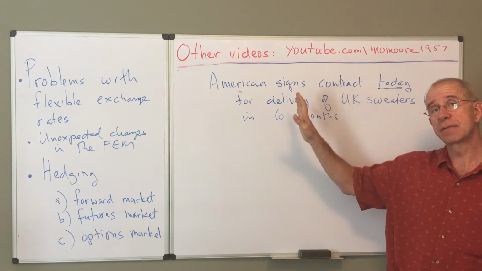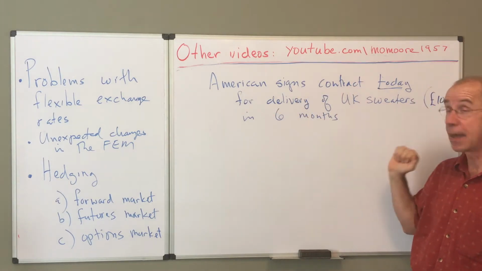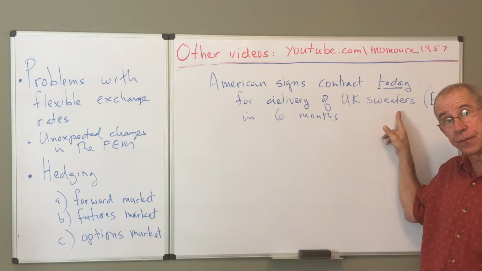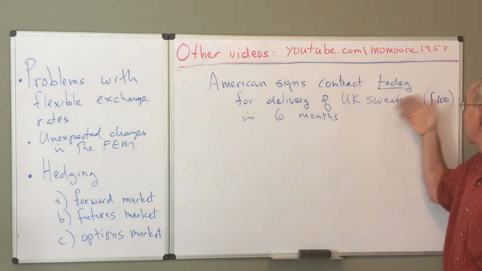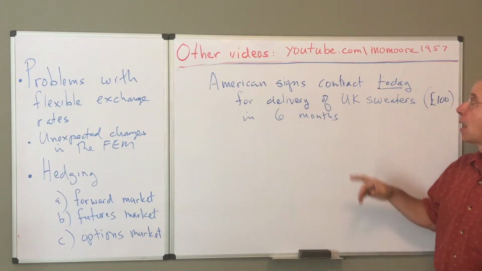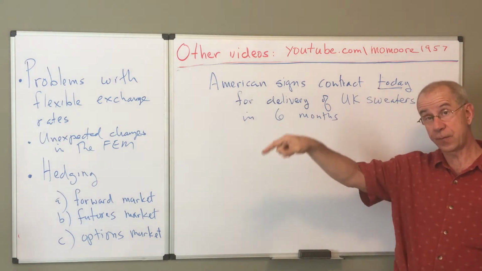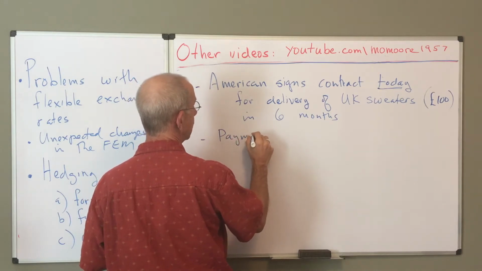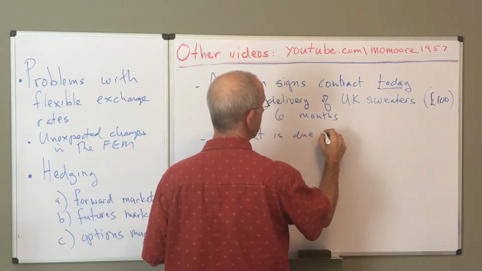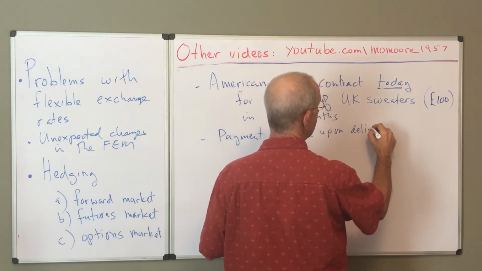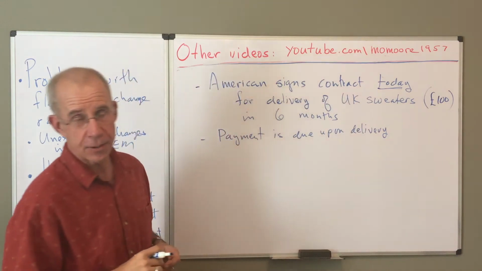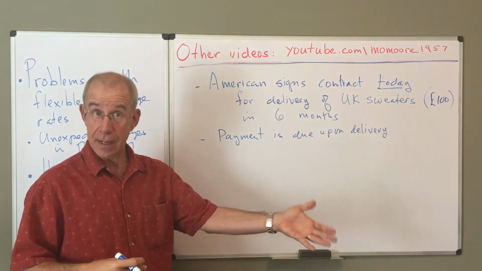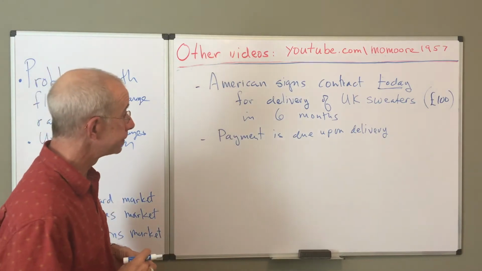So to do this, let's think about, say, an American retailer who is buying British sweaters today, signing a contract today for a delivery of UK sweaters in 6 months. And let's say it's 100 pounds, 100 million pounds, whatever. But it's deciding today for the future delivery. And the second aspect is that payment is due upon delivery. And this kind of thing happens in the international economy all the time, where people make a decision today for the delivery of something later, and they only have to pay when they actually receive the good.